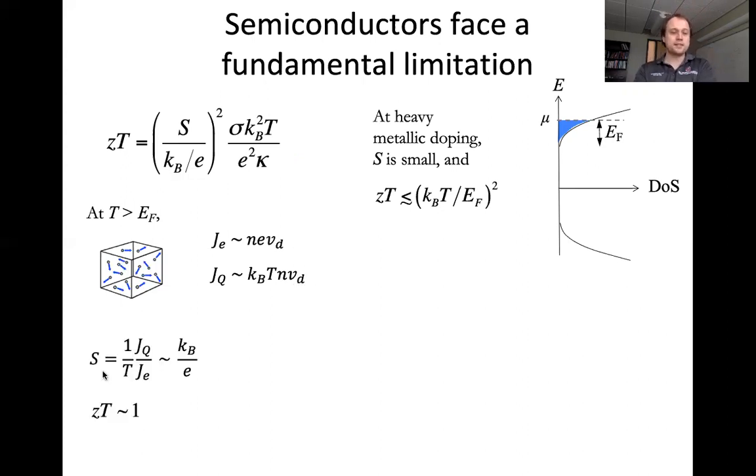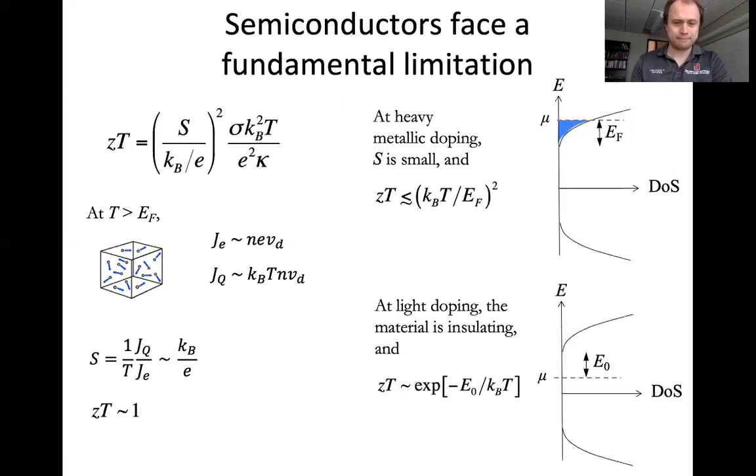So when you make the ratio, you find that the thermal power is of order kB over e, and consequently ZT is of order 1. Now, I should say that I'm actually being very optimistic here because I assumed that there's no additional contribution to the thermal conductivity coming from phonons or something. And actually, in lightly doped semiconductors, usually this Wiedemann-Franz law is strongly violated. And this object here, sigma T over kappa, is usually a small number instead of an order 1 number.